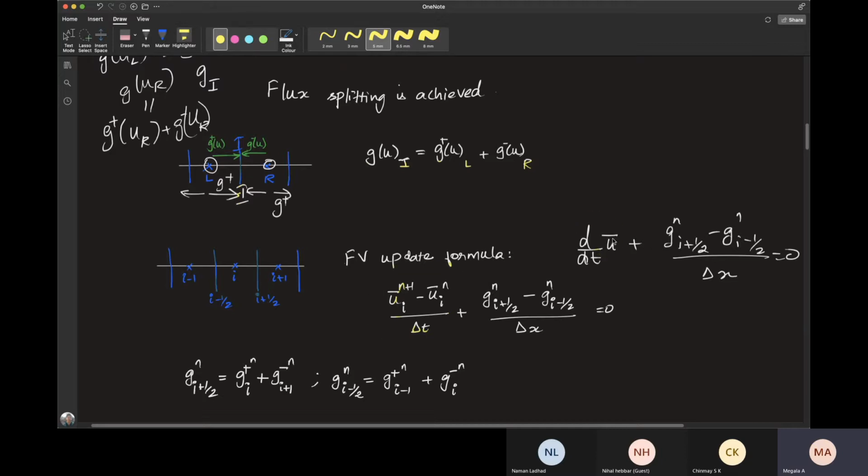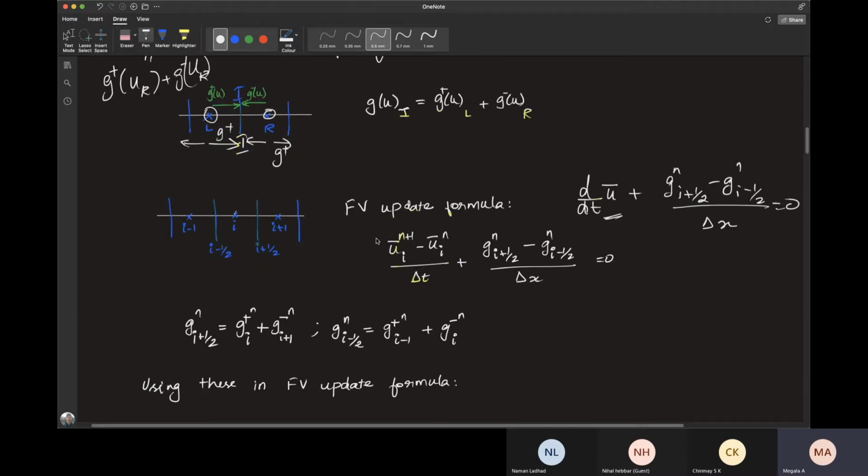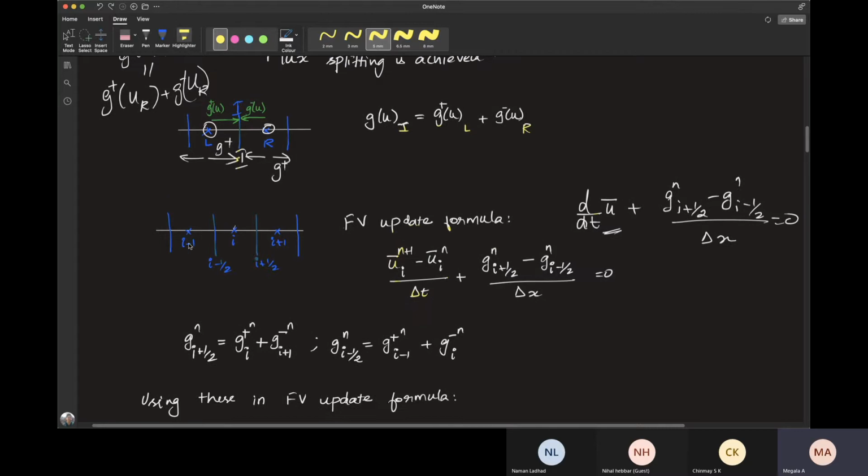U bar is the solution average. We'll have some random value of u in this cell, but we find an average of that and we put that at the cell center. That's what u bar is. So u bar at I. I think this is something that we have discussed last time, so let's not get into that. Now let's take this finite volume update formula for granted. So we have this expression, and in this expression, things are actually stored at the cell centers.